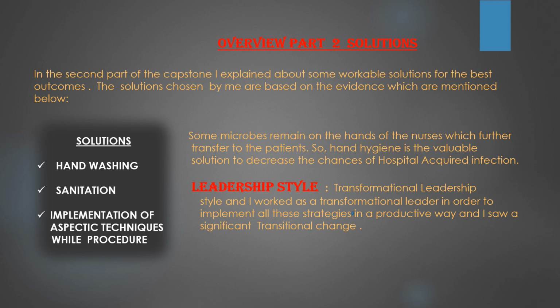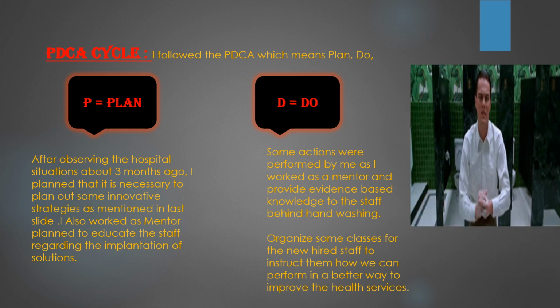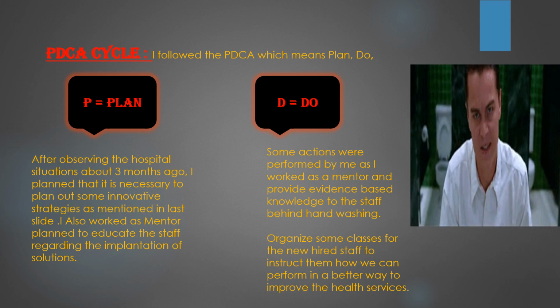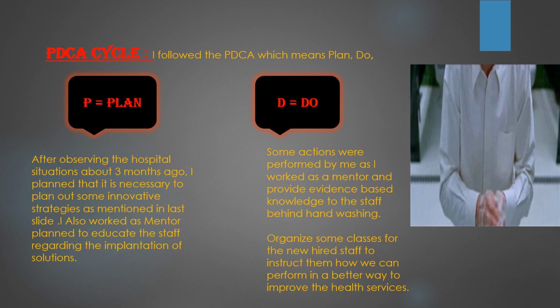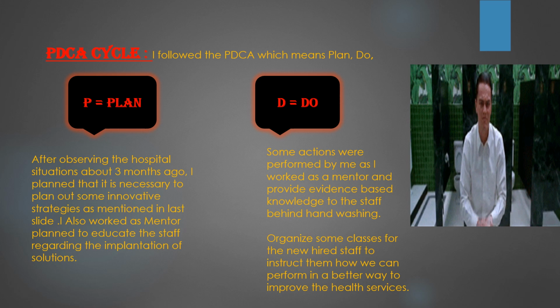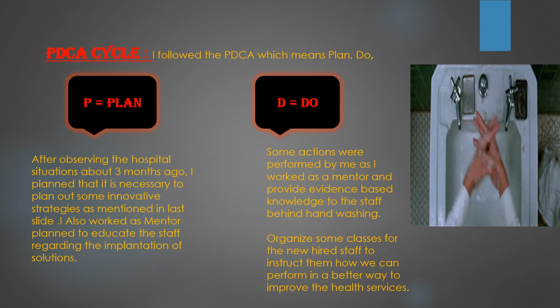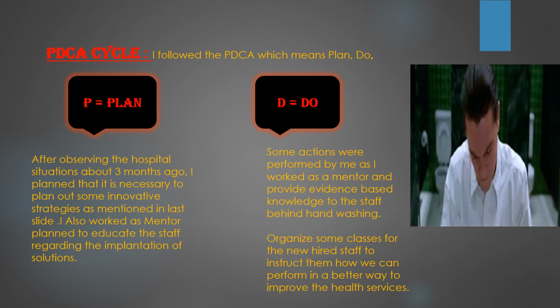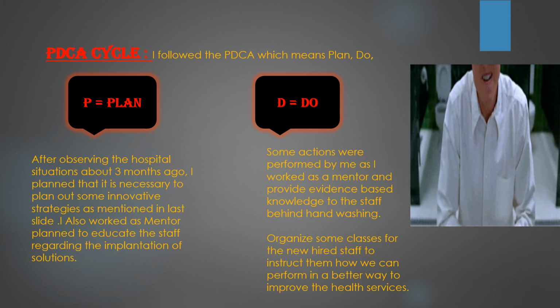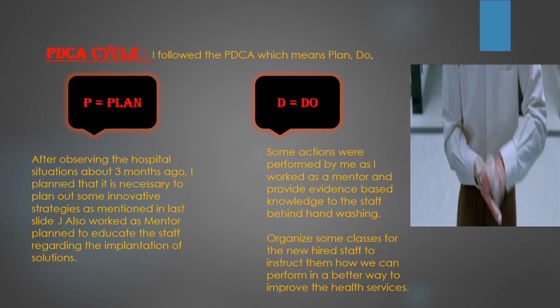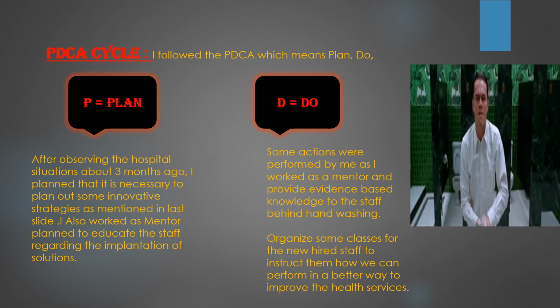I also used one leadership style where I worked as a transformational leader. I implemented the transformational leadership change. I also applied the PDSA cycle, where P is for plan and D is for do. In the plan, 3 months ago, I planned to sort out the best strategies if I wanted the best significant outcome. I also planned some solutions and strategies, and in the do part, I implemented all the planned interventions.